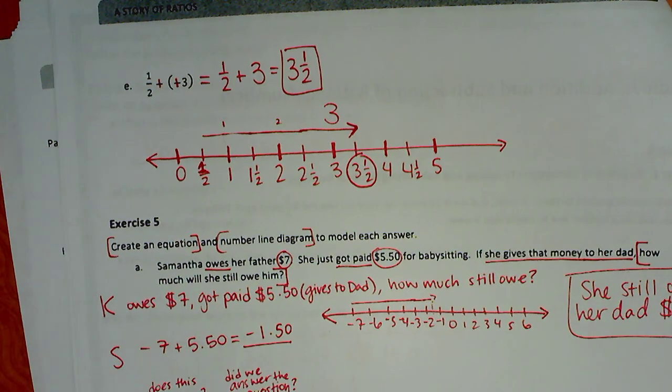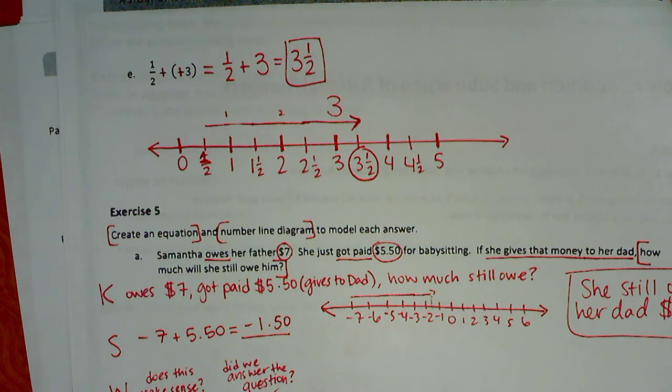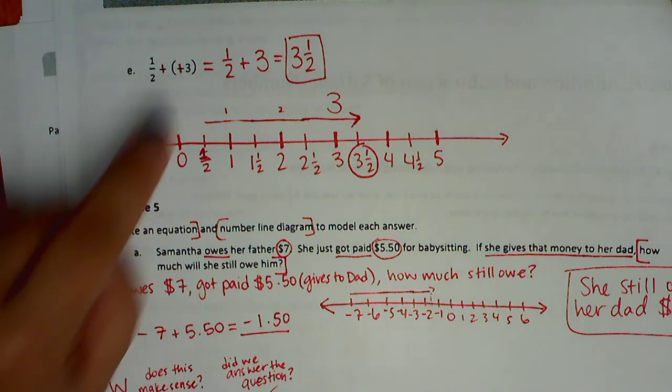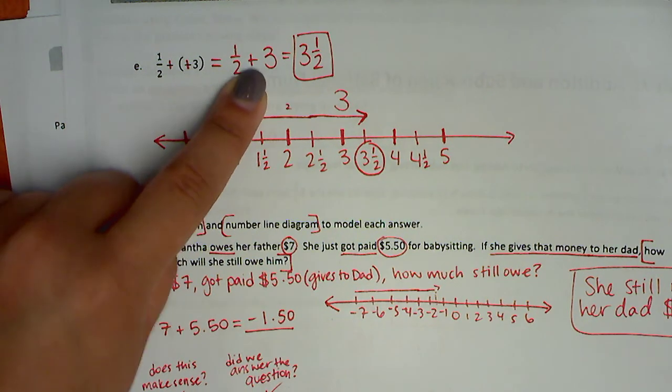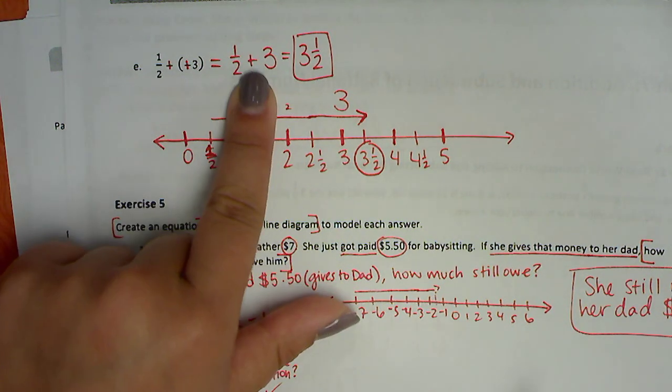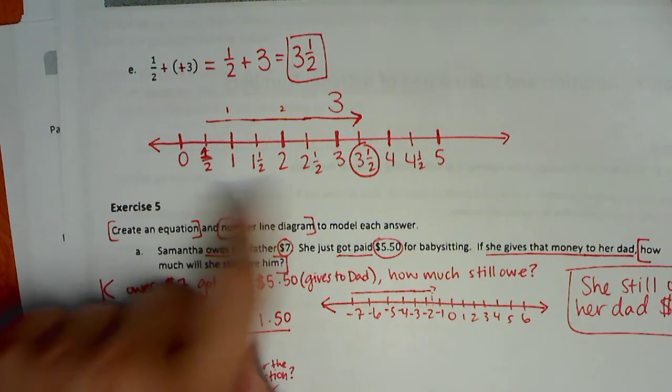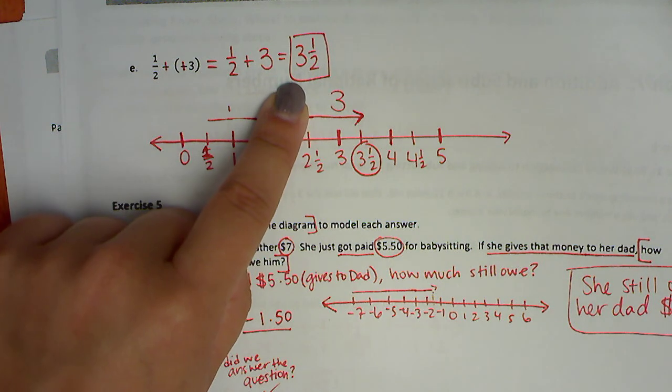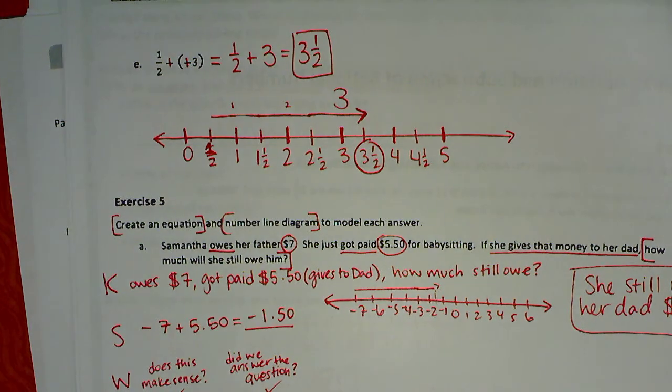I put my answer in a box. I checked to make sure. I started with what I knew, which is a subtraction rule. I knew they were asking me to create a number line and an equation. There's my equation, there's my number line. I've put my answer in a box. So I did all of my steps.